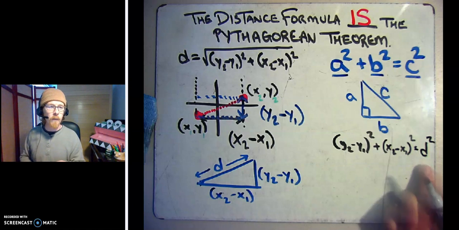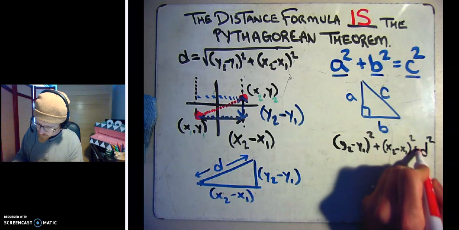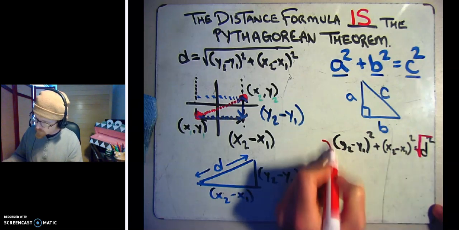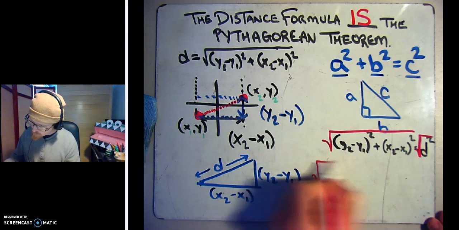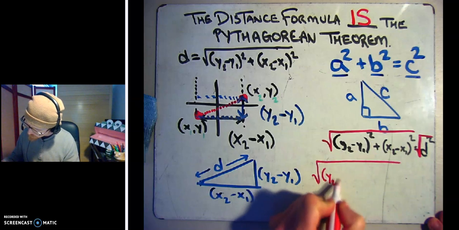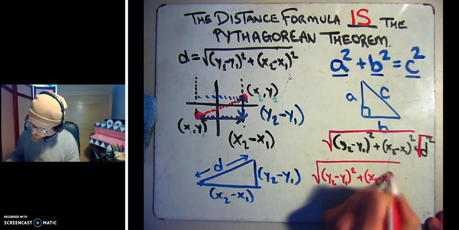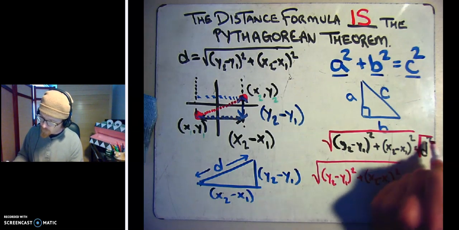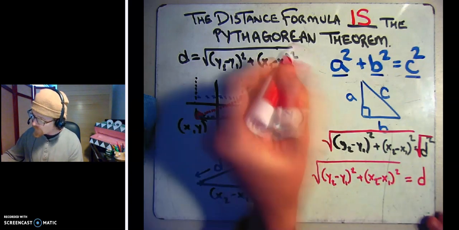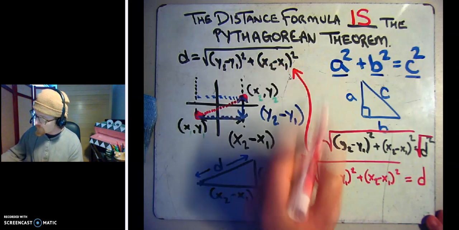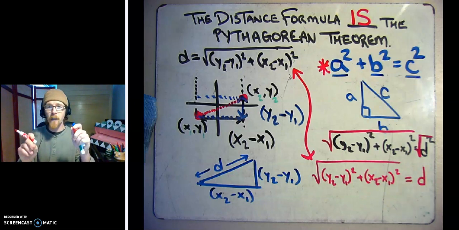Now let's say I'm solving for d. In order to get rid of a square, I need to use the inverse, which is the radical, the square root. So I square root both sides of my equation, and I end up with the square root of y2 minus y1 squared plus x2 minus x1 squared is equal to d, because the radical and the square cancel. And so it turns out that this distance formula is secretly the Pythagorean theorem, just using specific points.